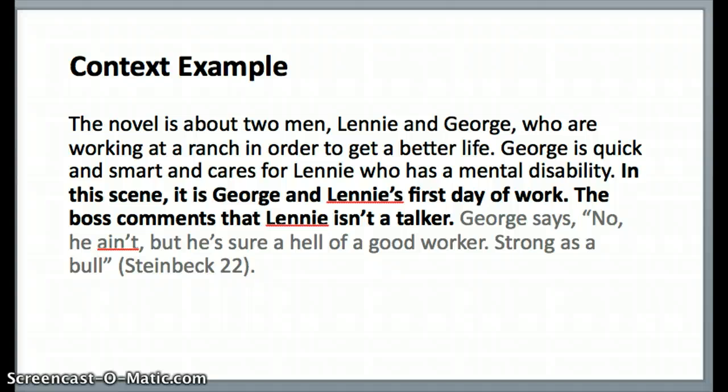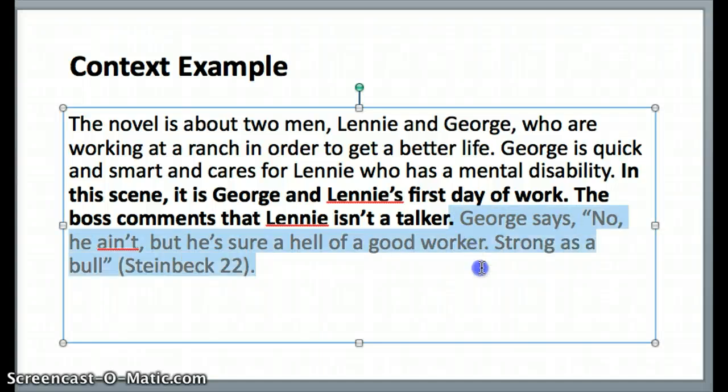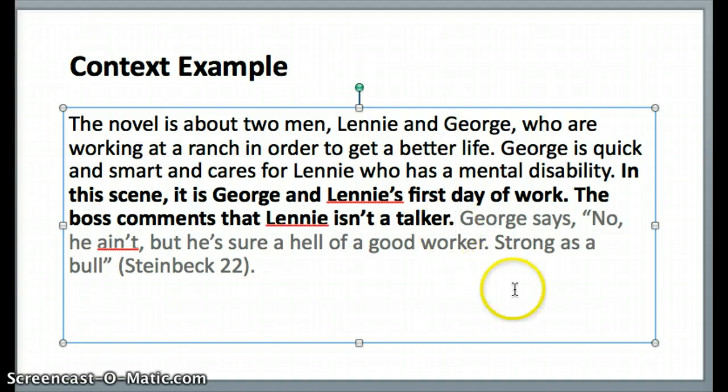In this scene, it is George and Lenny's first day of work. Okay, that tells me what's happening and who is involved. The boss comments that Lenny isn't a talker. Okay, so that's also telling me about who is involved and what's happening right when George says this. So now this part right here is evidence. So this part in gray is actually evidence. George says, "No, he ain't, but he's sure as hell a good worker, strong as a bull."